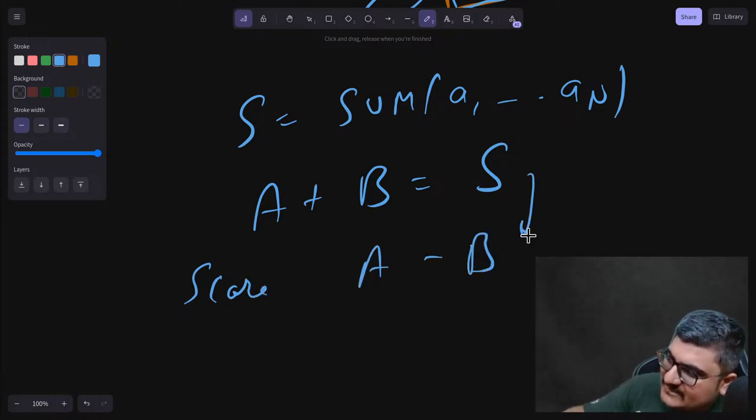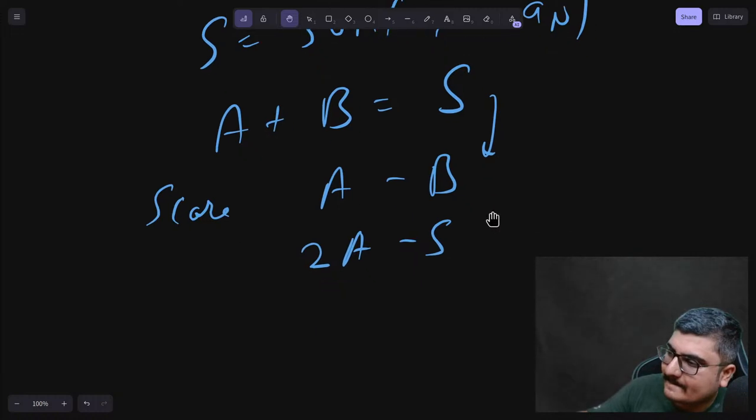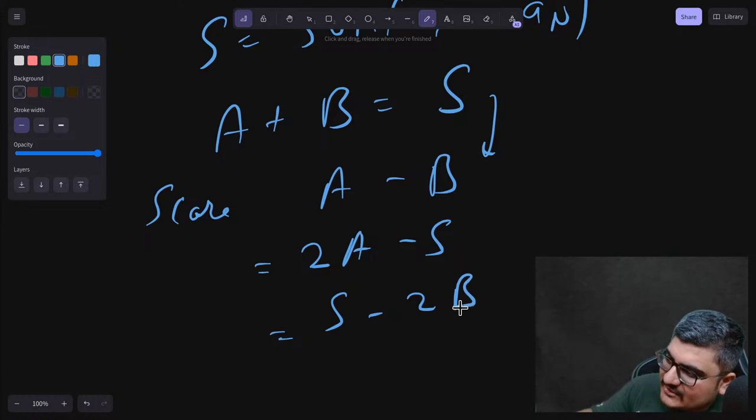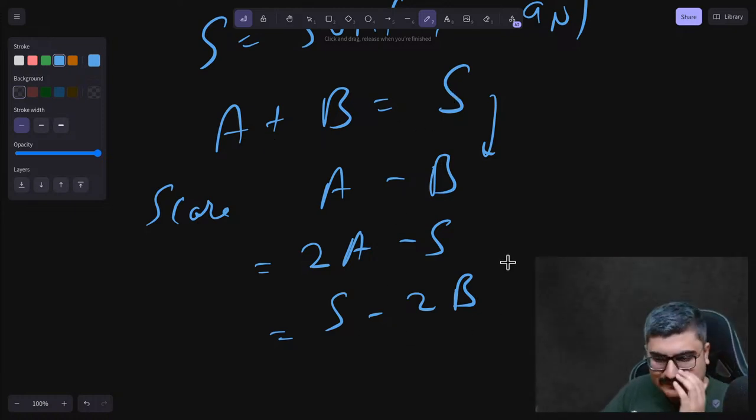Now you can replace the value of B here. The score would be 2A minus S. Or you can also say the score is equal to S minus 2B. Any of them is fine. Just replace the value of B by S minus A, you will get this, or replace the value of A with S minus B, you will get this.